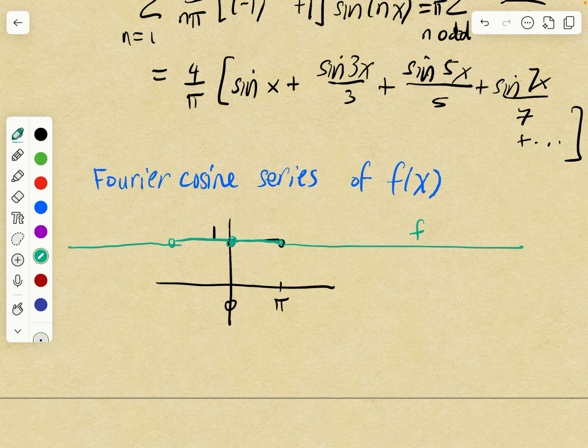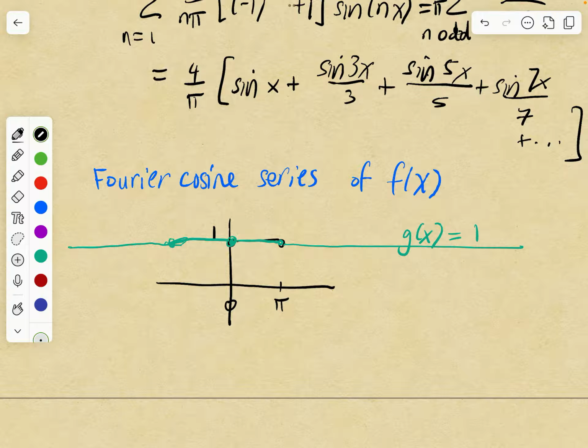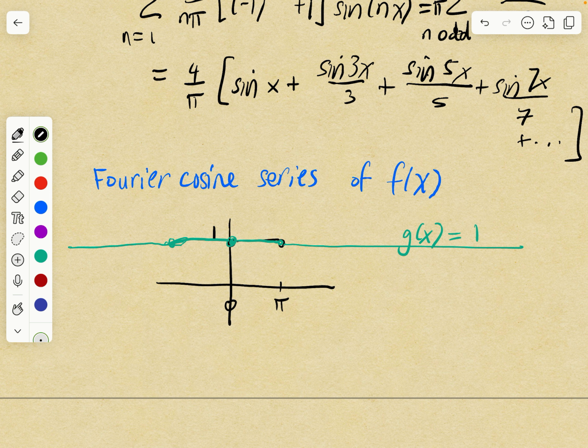So I shouldn't use f, maybe. I should use, I don't know, g for the even 2 pi periodic extension. It's just going to be 1. So what is the Fourier cosine series going to be? Well, it would be a sum of cosines, but there's the a sub 0 term. So take a moment and think about what it would be.